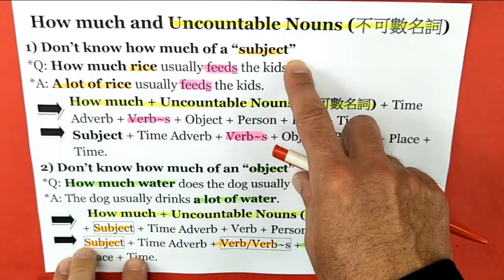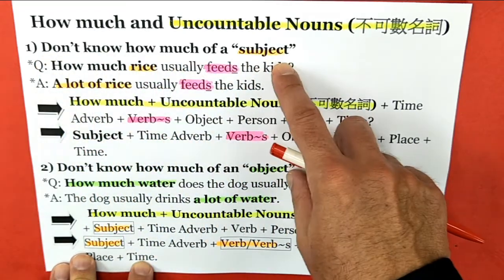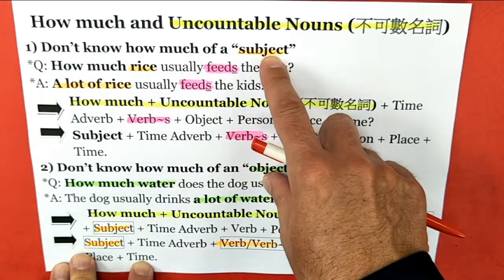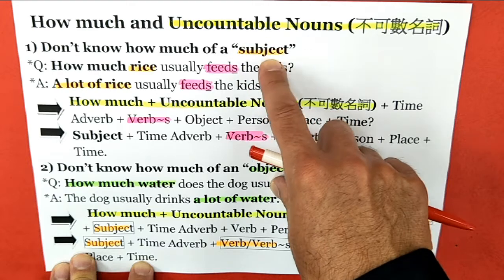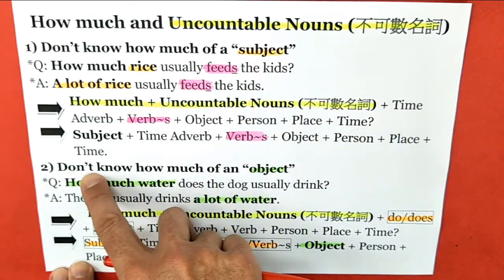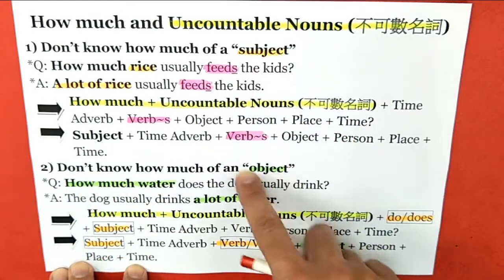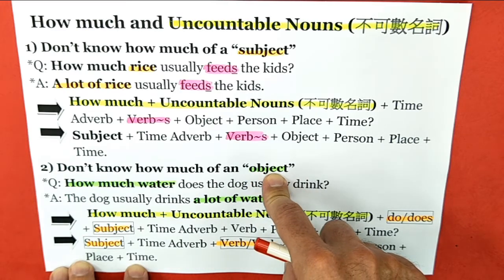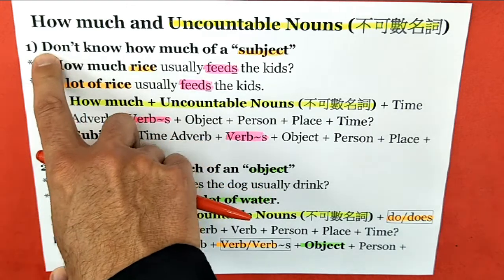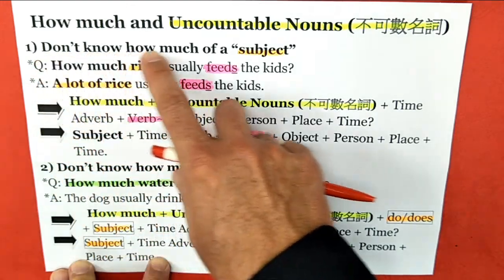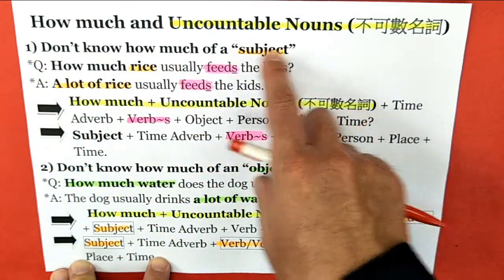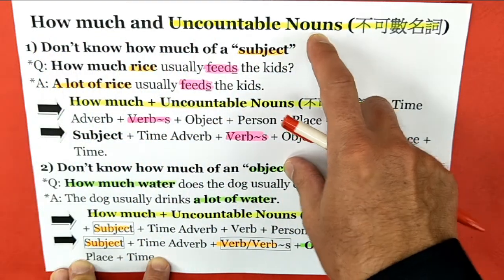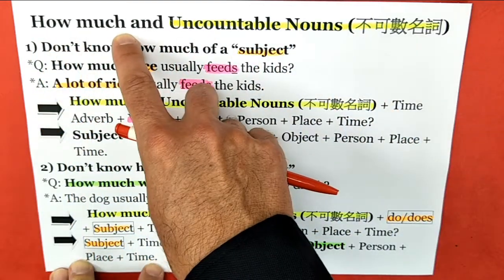So 2 sentences again. The first sentence, we don't know how much of a subject. The subject, how much? We don't know. The second sentence, don't know how much of an object. How much of the object? We don't know. All right, let's start with question number 1. We don't know how much of a subject. Remember, uncountable nouns use how much.